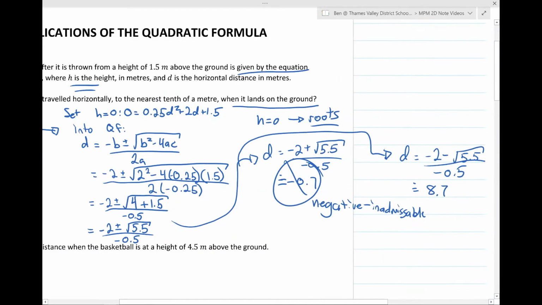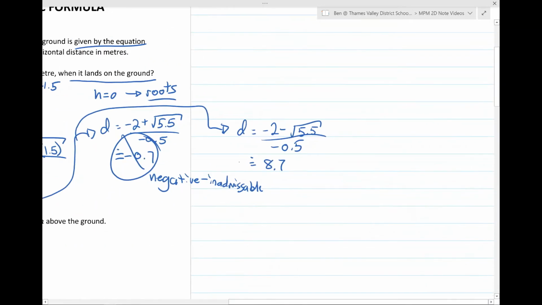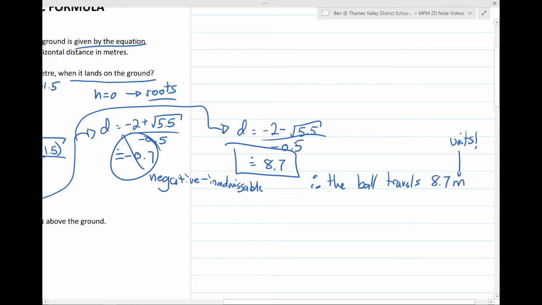Meaning that's not going to be a part of our answer. Our final answer lies right here. So therefore, the ball travels 8.7 meters. We need to bring the units in here before landing.